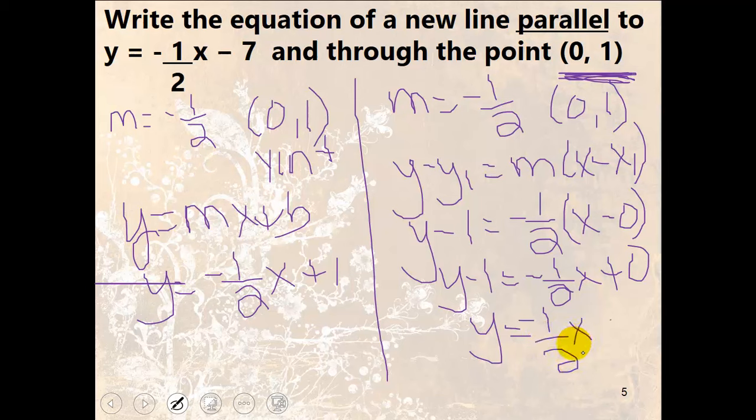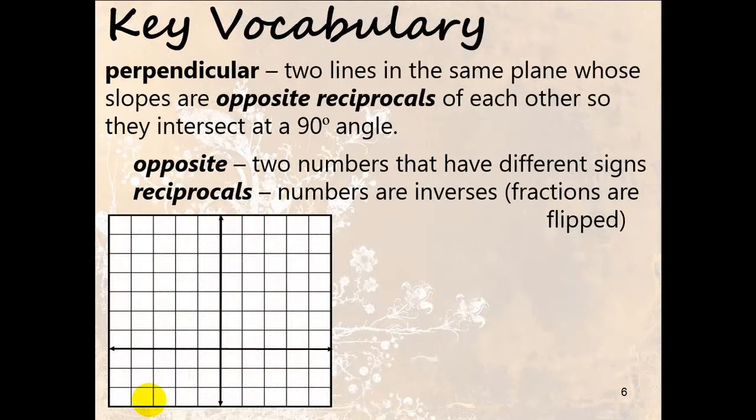Negative 1/2 x plus 1. So I get the same answer. It's just that one is definitely fewer steps if you recognize that you have the y-intercept. So it behooves you to be able to do that.